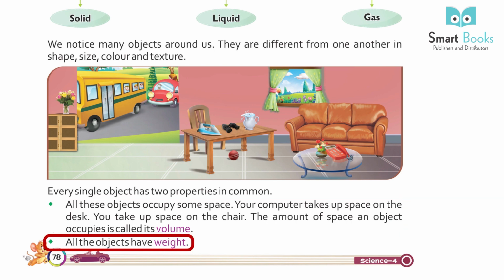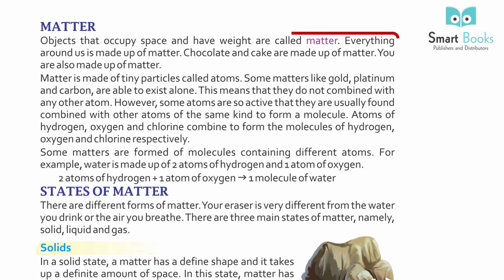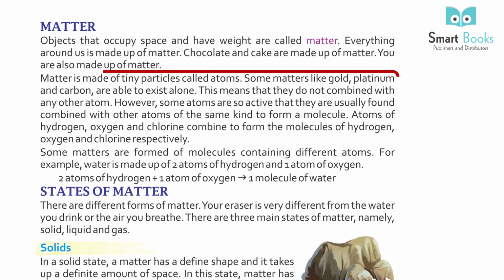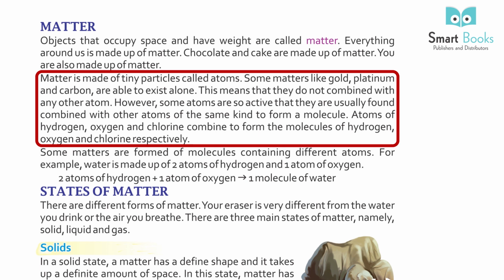All the objects have weight. Matter: objects that occupy space and have weight are called matter. Everything around us is made up of matter. Chocolate and cake are made up of matter. You are also made up of matter. Matter is made of tiny particles called atoms. Some matters like gold, platinum and carbon are able to exist alone. This means that they do not combine with any other atom.